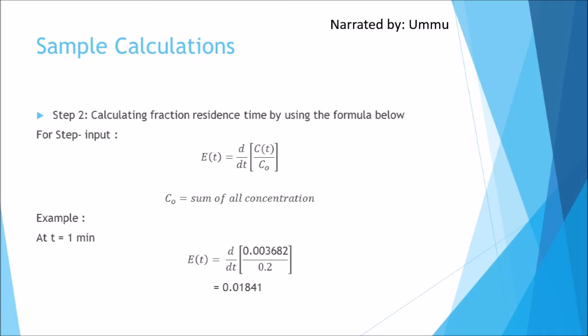Next, residence time distribution is calculated for step change input. Residence time calculations for co-current and counter-current operations are the same. Our residence time distribution is defined by the differential of tracer concentration at the outlet over a small period of time.